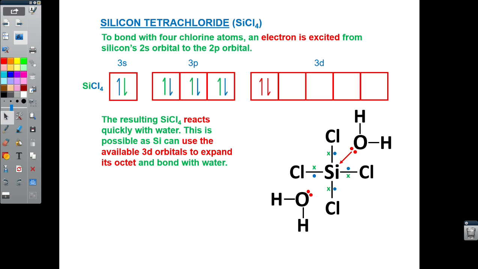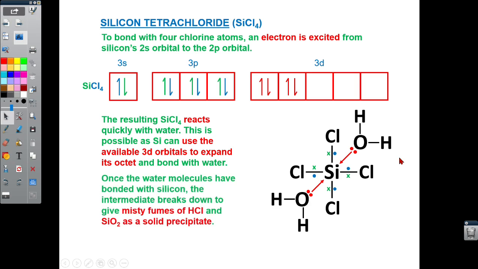In fact, we can get a second water molecule in there as well, and that can coordinate in there. Now you might ask yourself, why aren't we getting more water molecules coming in, because we've got other 3d orbitals here? I'm guessing the answer is there's just not enough room around the silicon. Now we've got effectively 6 bonds to the silicon here. I should imagine there's not enough room for any other water molecules to come in. As soon as that intermediate is formed, it'll break down, and it'll break down to give us misty fumes of HCl.